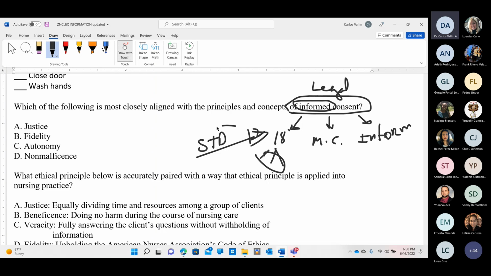Okay, so the only interesting thing you need to know is that a minor with an STD can give consent. It's frequently tested. Why is it frequently tested? Because it's frequent. Having minors younger than 18 with STDs is super frequent, for your information, okay?